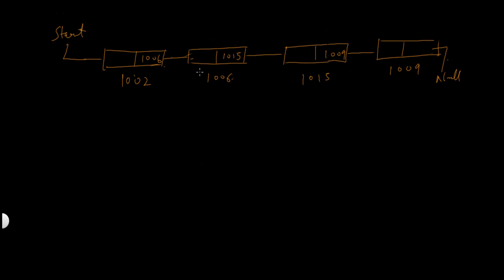Now if I delete a node from anywhere in between this list, so let's say I delete this node. Now this node is storing the address of this node, but this node has been deleted. So the link part of this node should now store the address of its next node, which is this, and its address is 1015. So both these nodes will be linked. So this is how deletion works.